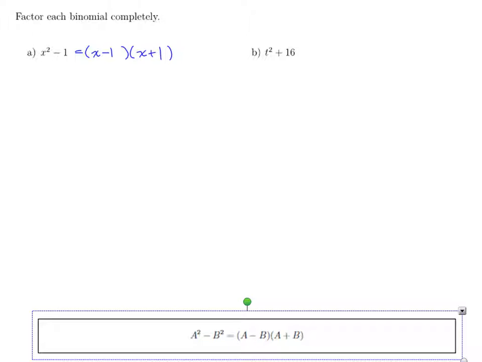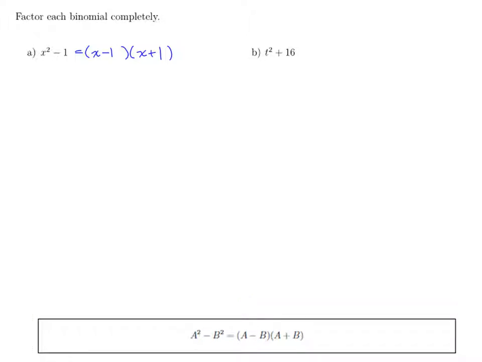The second example is going to be a little bit more complicated. We have t squared plus 16, and this plus does not work with the formula that we have. So we actually have the sum of two squares here. And in general, the sum of two squares will be prime unless the terms have a common factor.